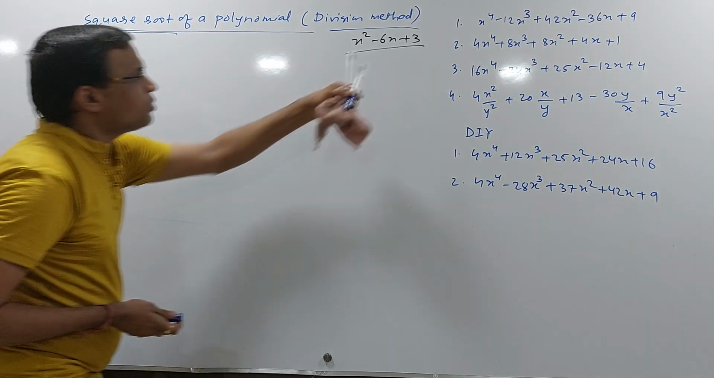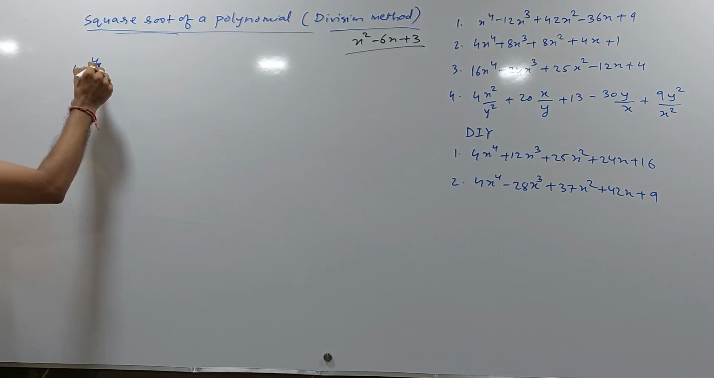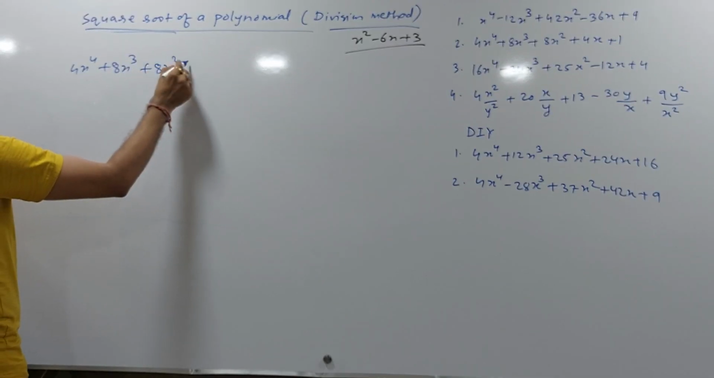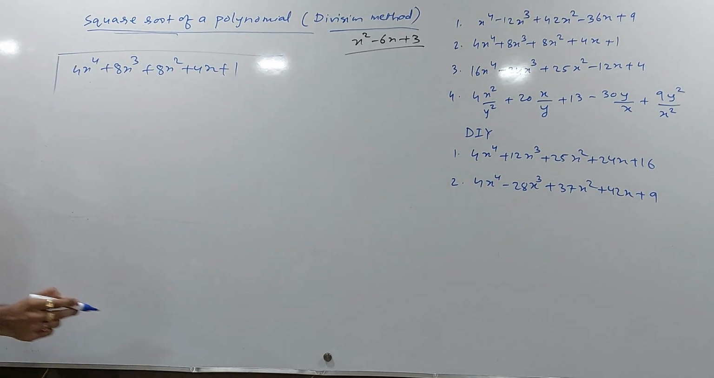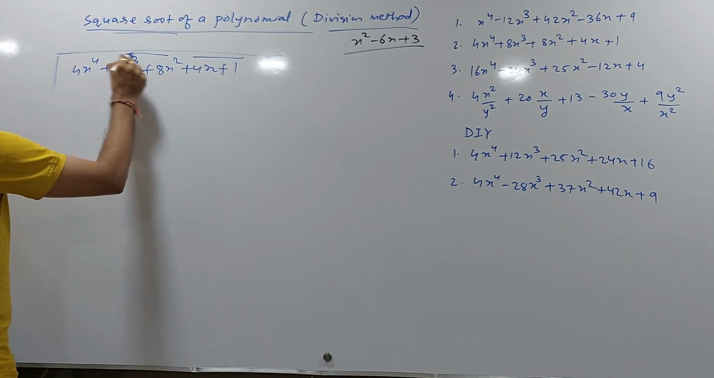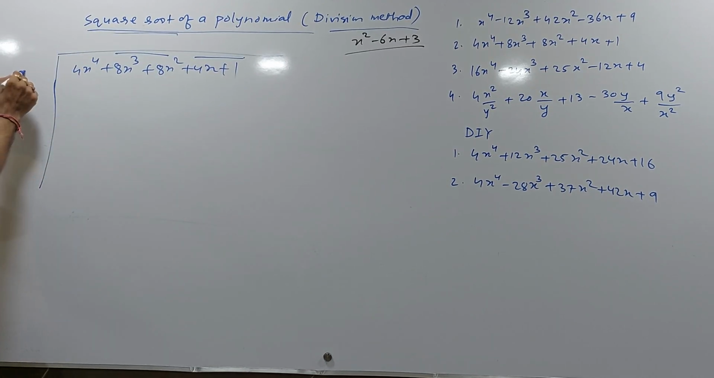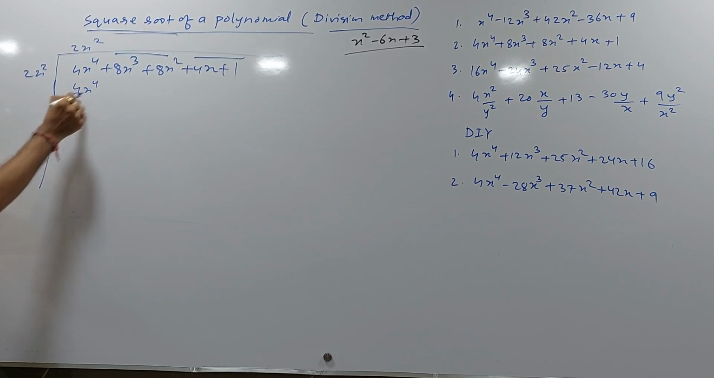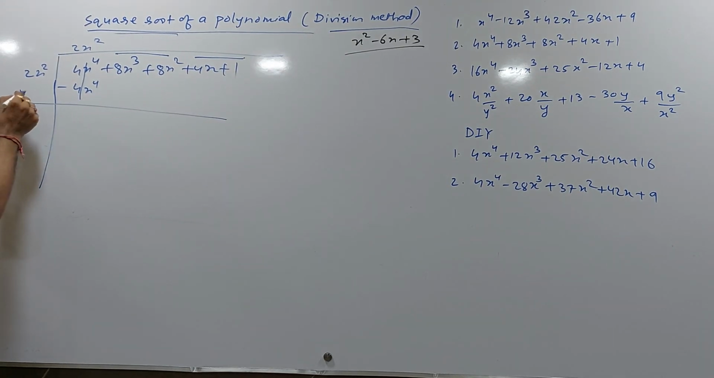The next question is this, the second one. 4x power 4 plus 8x cube plus 8x square plus 4x plus 1. So let me do it very quickly. First pair, then second pair, this 4x power 4 is left. So my step is: square root of 4x power 4 is 2x square. So I will just follow that method. So this will cancel. Then again add 2x square here. So I am getting 4x square.